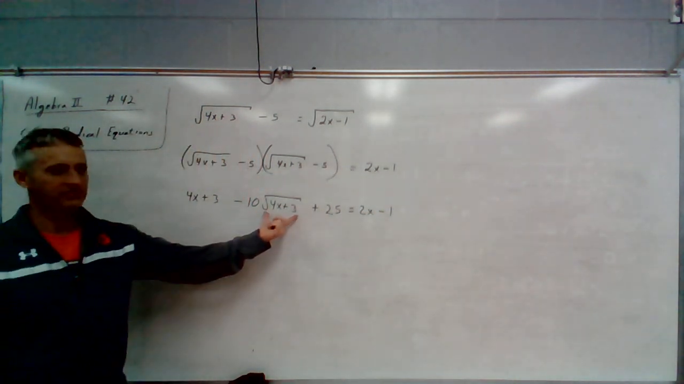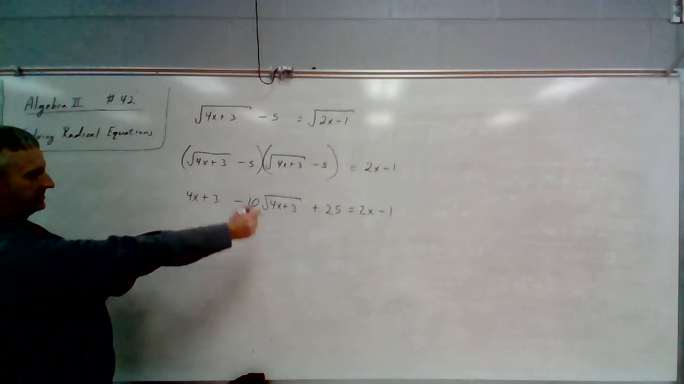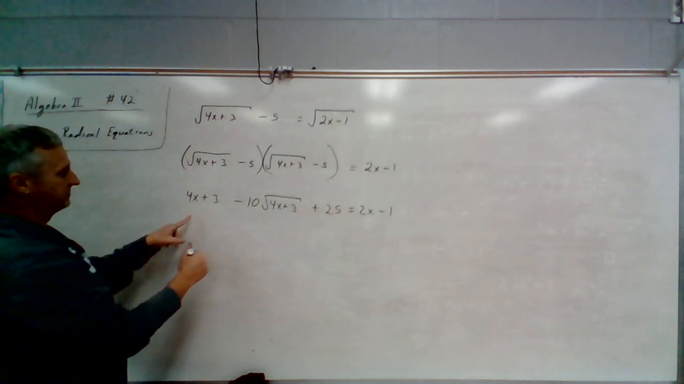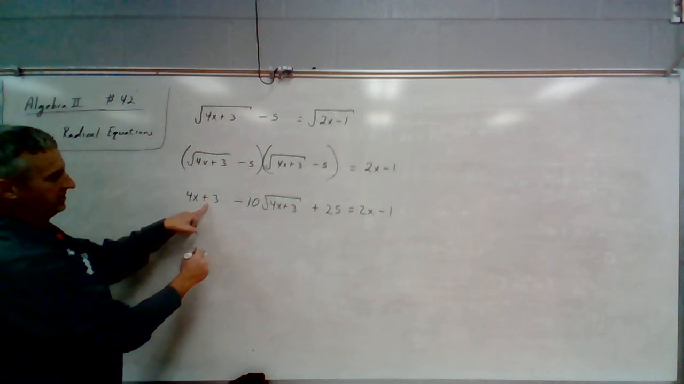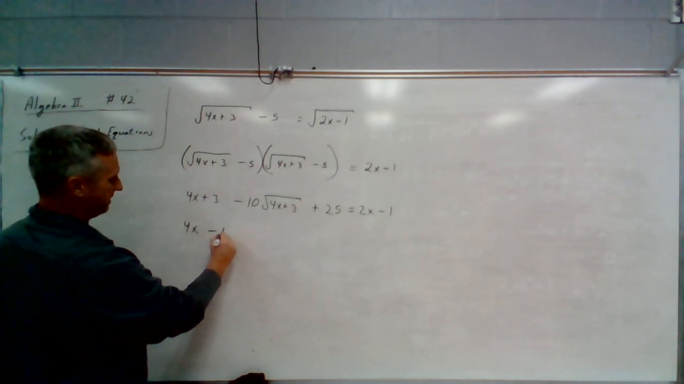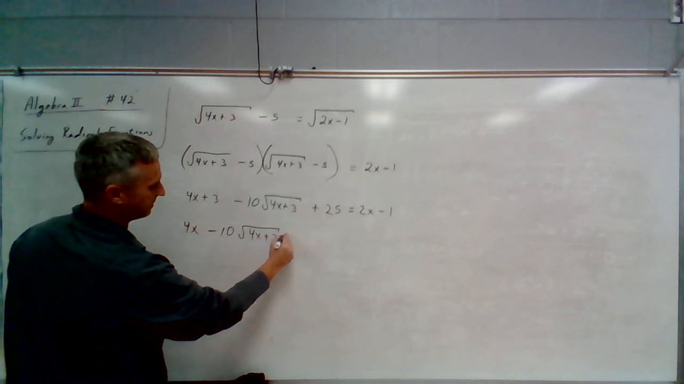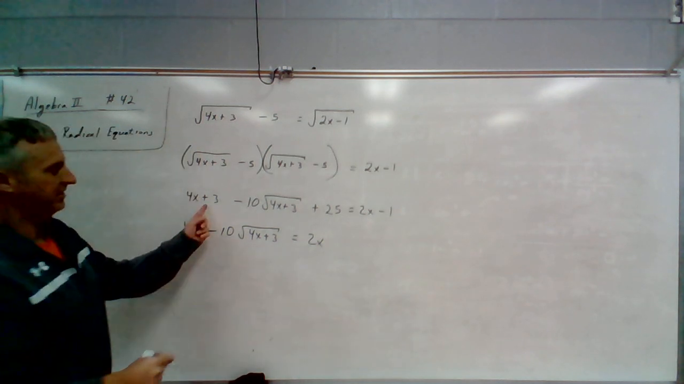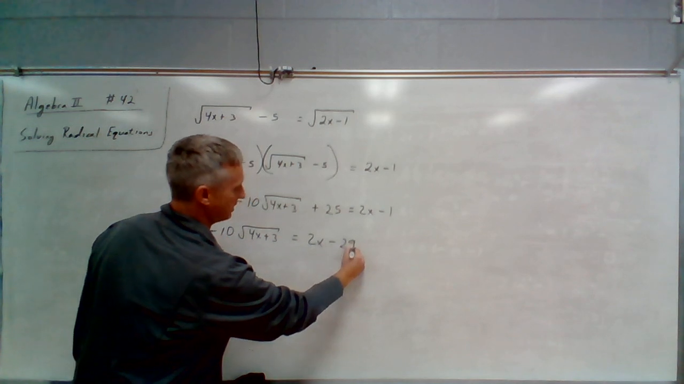Now I only have one radical left in here, so I can isolate this by itself. So let's move the 3 and the 25 to the other side. That will leave me with 4x. And 25 plus 3 is 28. Move it to the other side. Minus 10 times the square root of 4x plus 3 equals 2x. Now I'm subtracting 28 from both sides, so that'll be minus 29.